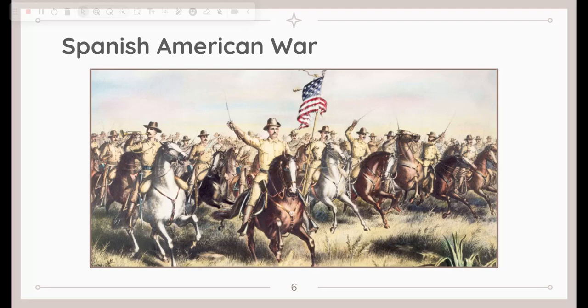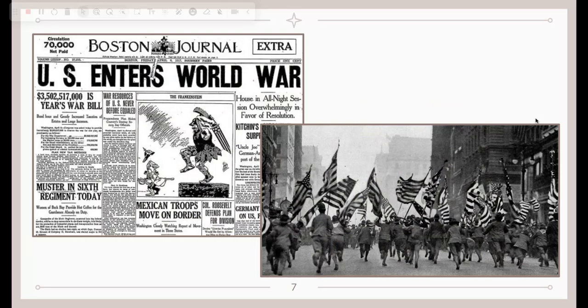The U.S. declared war in April of 1898, and the war ended in August of 1898 with a U.S. victory. As a result, the U.S. acquired overseas territories. Puerto Rico, Guam, and the Philippines were now all a part of the United States. The United States also gained temporary control of Cuba. This marked a turning point in U.S. foreign policy from isolationism to imperialism.